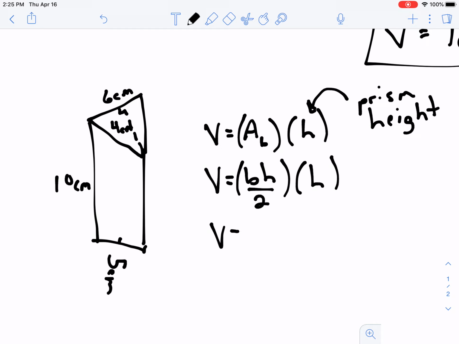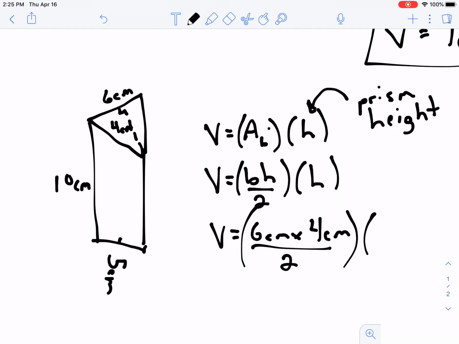So my base in this case was 6 centimeters. My height of my triangle, because this is the area of the base of my triangle, is going to be 4 centimeters. That's going to be divided by 2, and I'm getting the exact same measurements, obviously. The height is the up and down. That was 10 centimeters. And I can do the exact same thing where I go 12 times 10, and I have the exact same measurement for my volume.